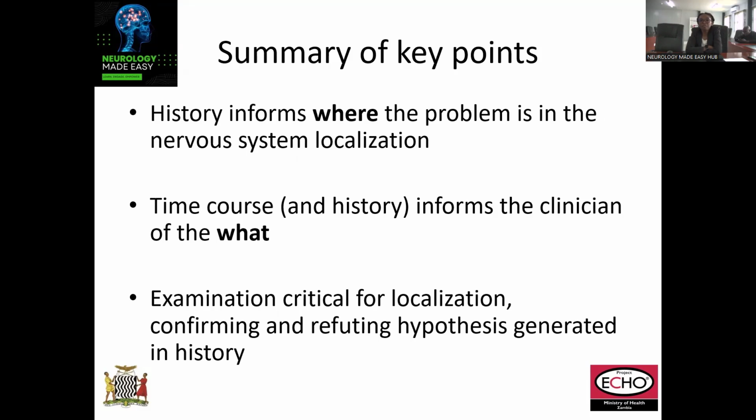So in summary, the takeaway from this talk really is that history is very important in helping us to localize, as well as your examination. You want to know your where. That's very key, and you can get that from the history. Time course is what will help you determine the what, and remembering the time frames that we talked about: hyperacute, acute, subacute, and chronic, and different processes will present with a different time progression. There are those that will be hyperacute, there are those that will take a bit of time, and that will give you an idea of what it is.